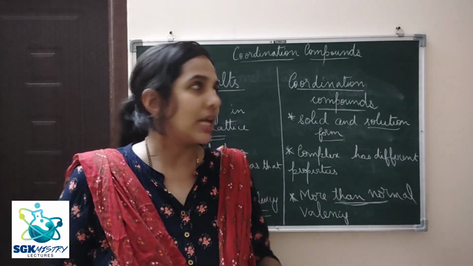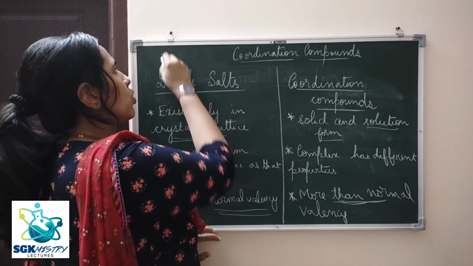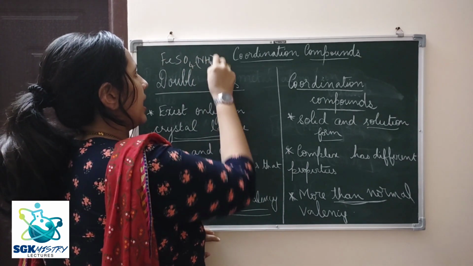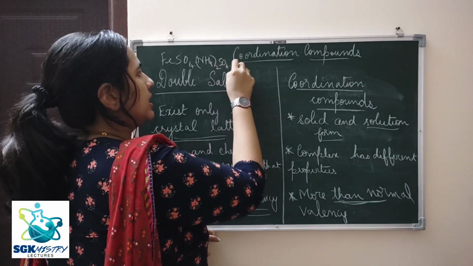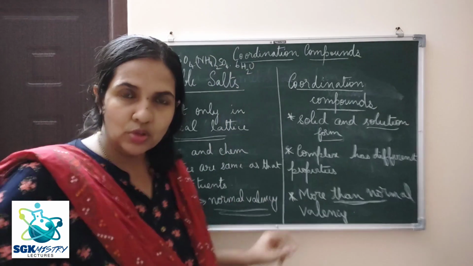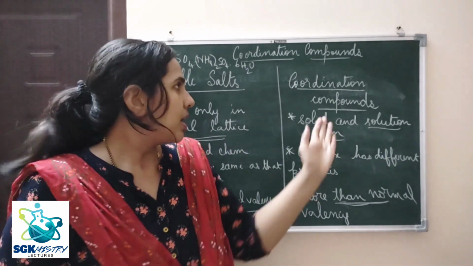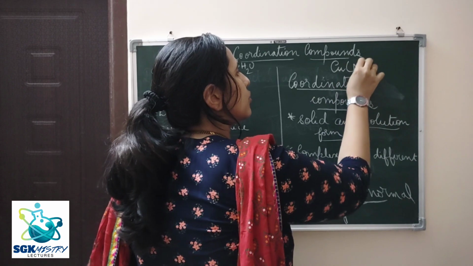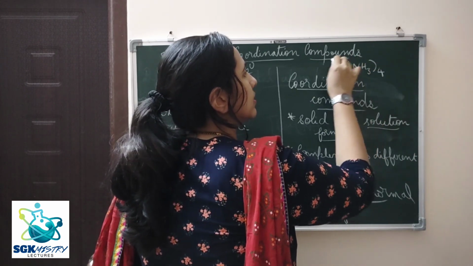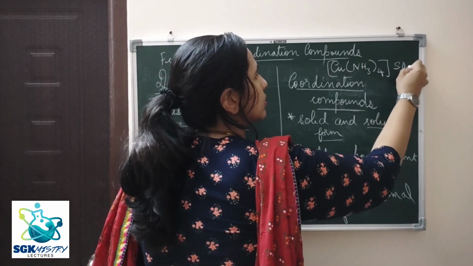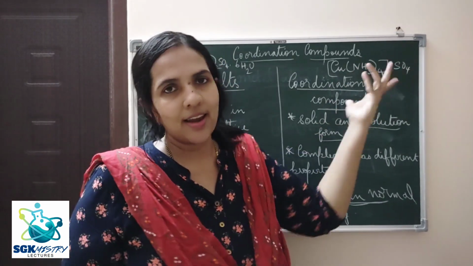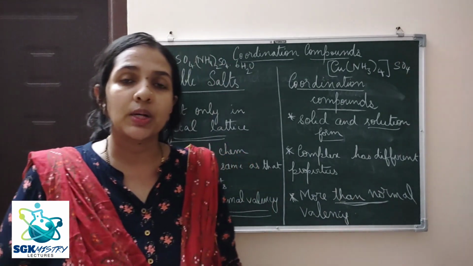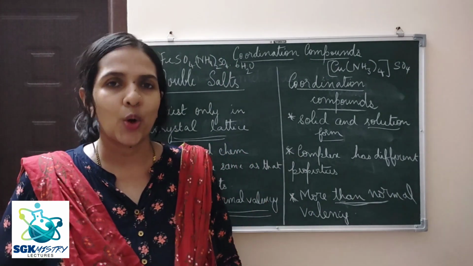Examples, very simple. For double salt we can give Mohr's salt as the example, FeSO4, (NH4)2SO4, 6H2O. This is Mohr's salt, ferrous ammonium sulfate. Whereas for coordination compounds you can give any examples. Let me take the example of cuprammonium sulfate. Here there is a complex ion, so we know that it is a coordination compound. These are the basic differences between double salt and coordination compounds.